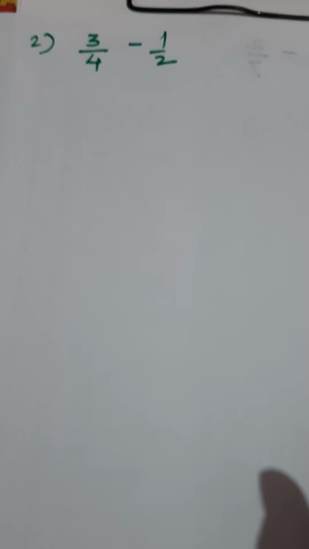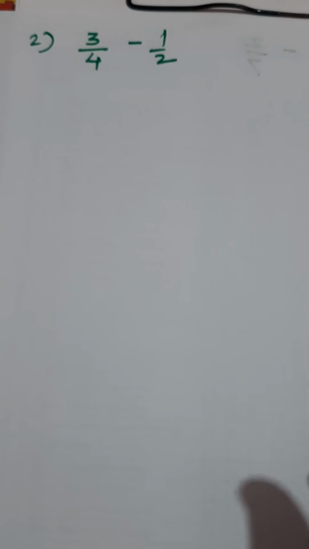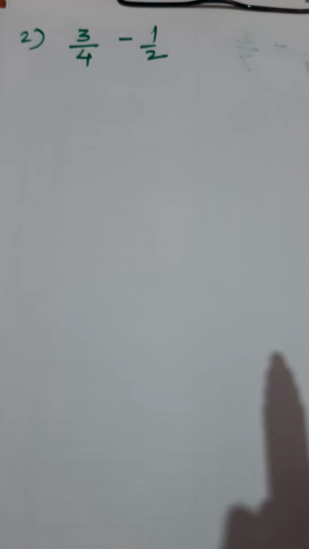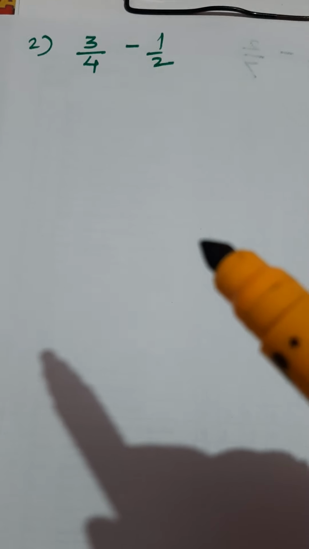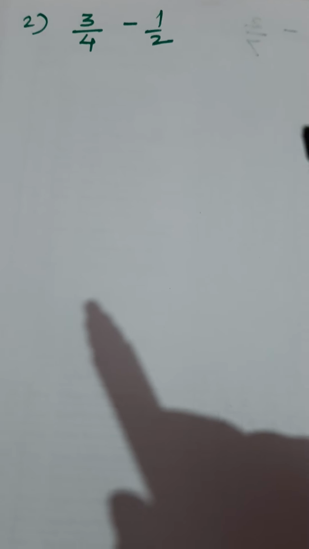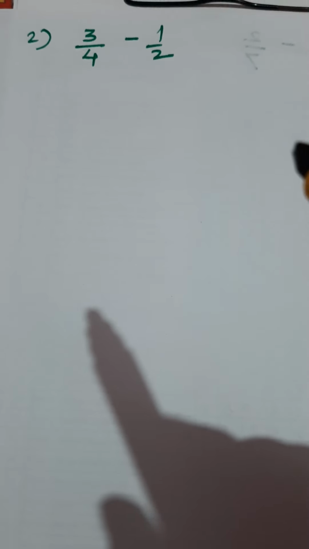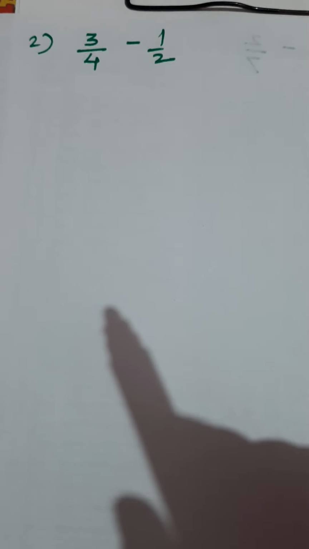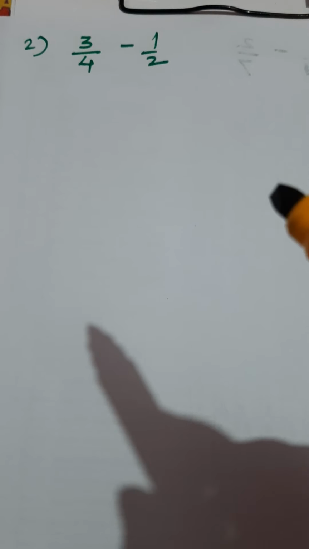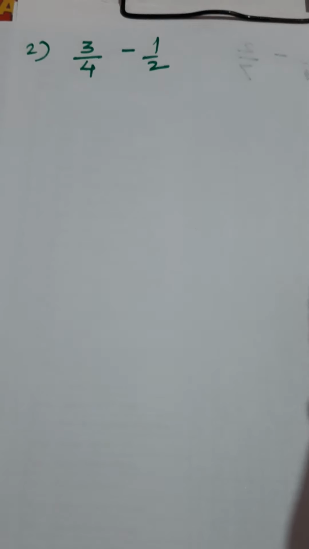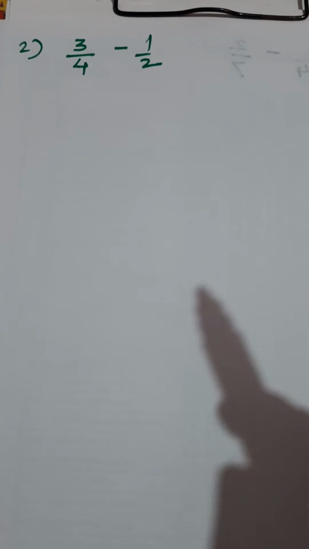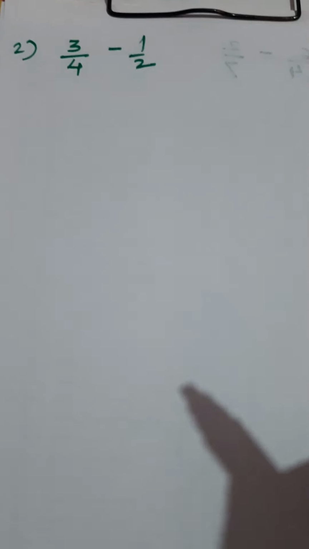3 upon 4 minus 1 upon 2. Once again observe the denominators very carefully. See, the first fraction has the denominator 4 and the second fraction has the denominator 2. 2 and 4 are from the same table. We can convert 2 into 4. How? 2 twos are 4. So multiply the fraction by 2.